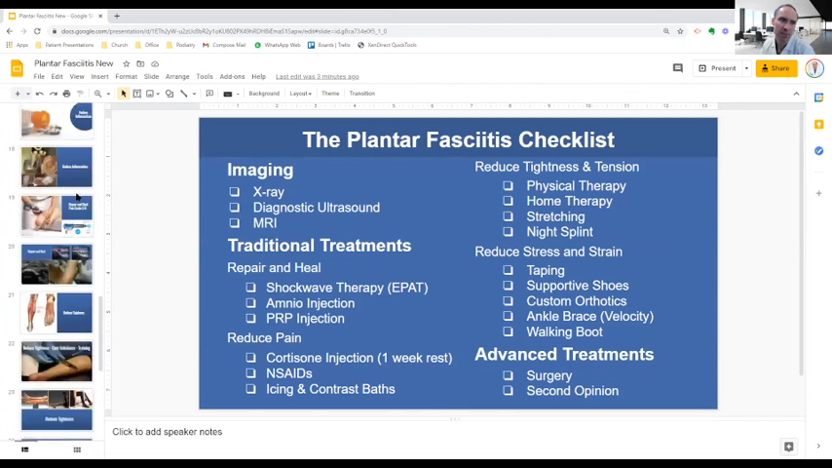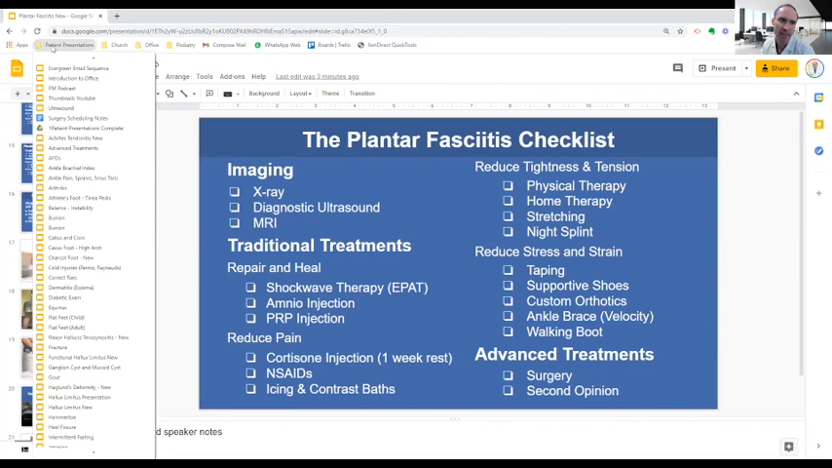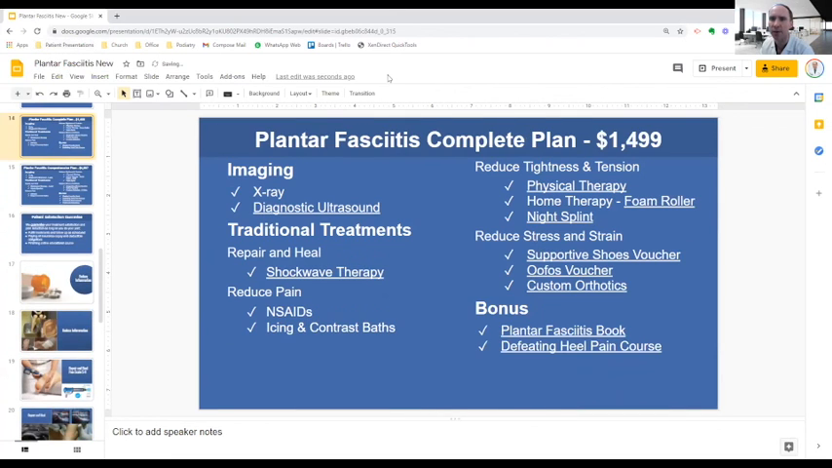So that's basically the presentation. I have these for everything that I treat in the office, but the most common one I use it for is plantar fasciitis and Achilles tendonitis and like fungal nails.